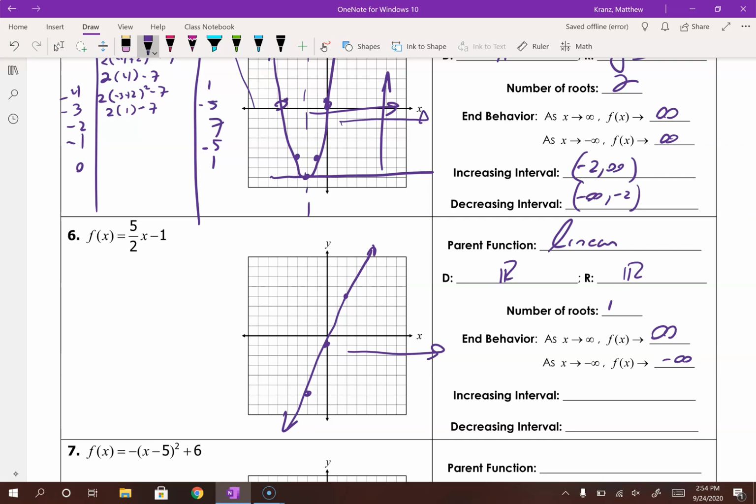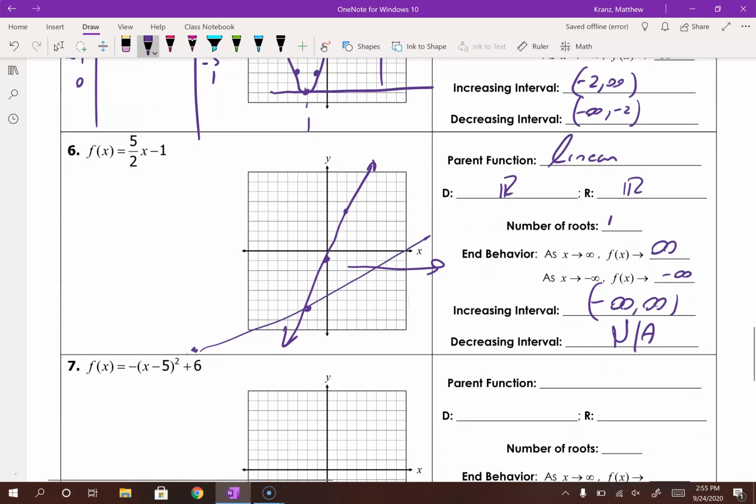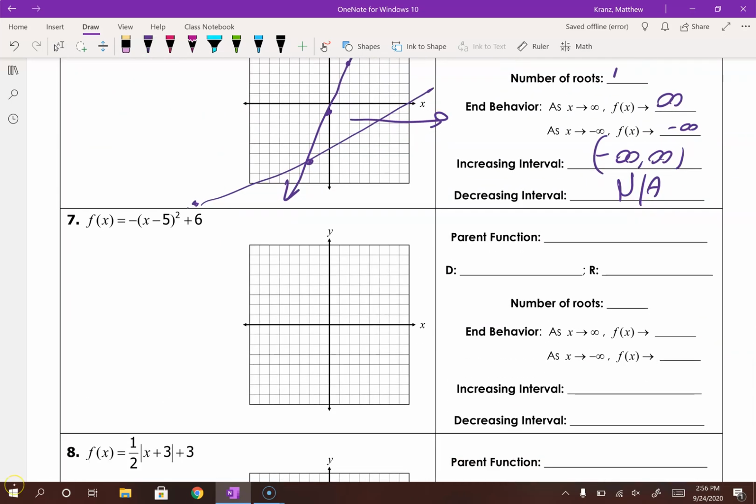Its increasing interval, well, it starts all the way at negative infinity and goes to positive infinity. So that would be negative infinity to positive infinity, and it's not decreasing, it's only increasing, so we don't have anything there. All right, and I'm going to let you guys work on 7 and 8 by yourselves.